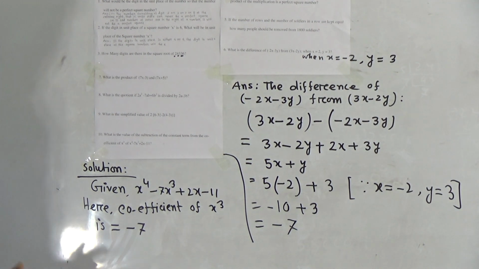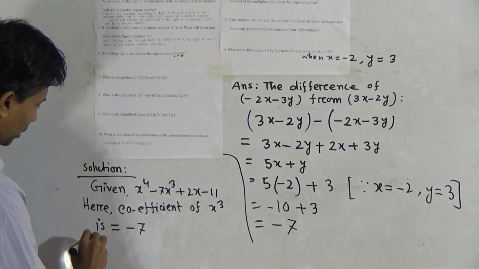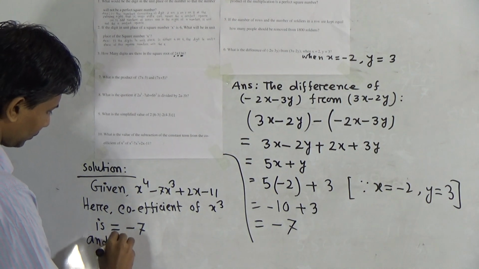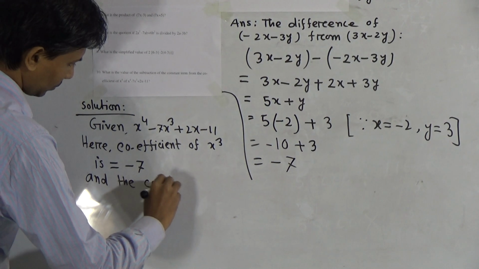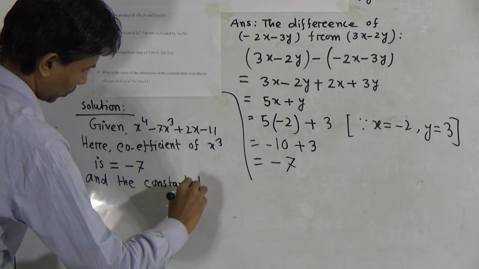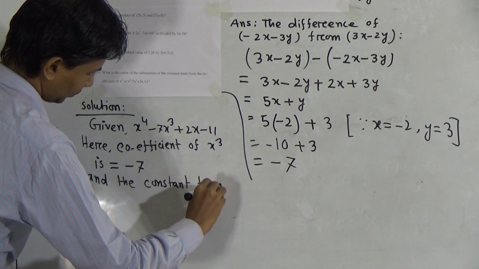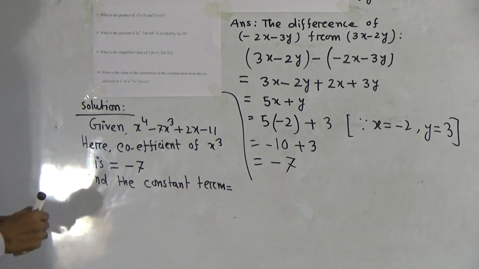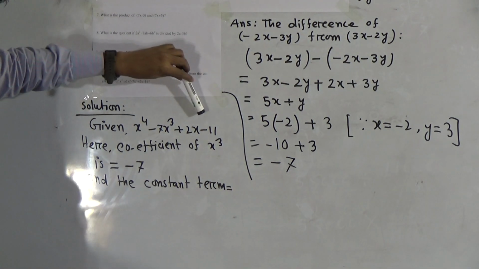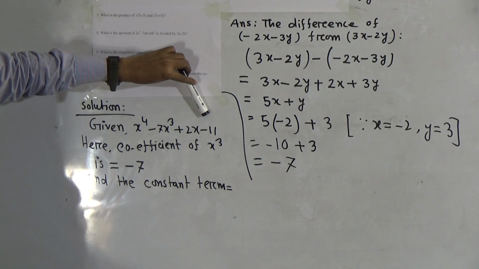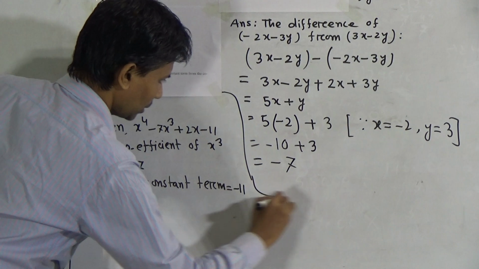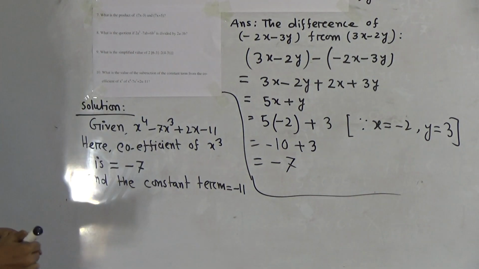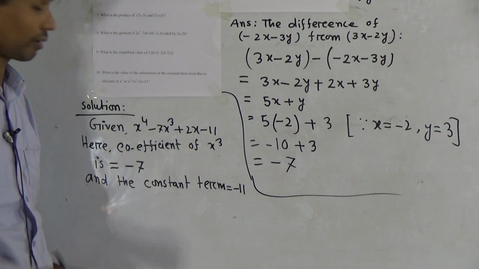Okay, and the constant term, you see constant term is what? Only minus 11, right? Minus 11 is the constant term.